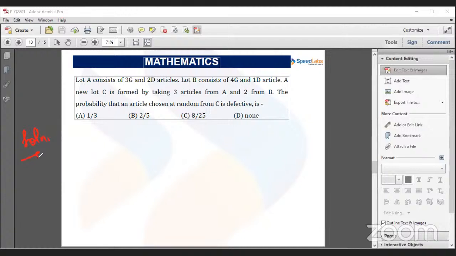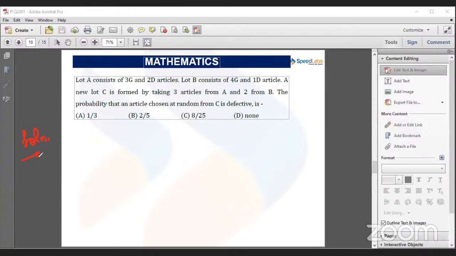Lot A consists of three good and two defective articles, where G stands for good and D for defective. So lot A contains three good and two defective articles. Lot B consists of four good and one defective article. New lot C is formed by taking three articles from A and two from B. The probability that an article chosen at random from C is defective.